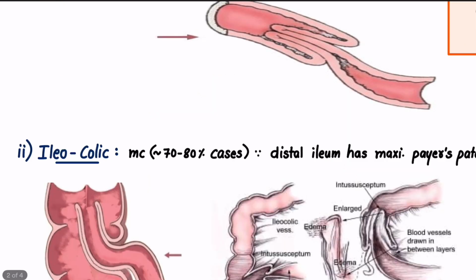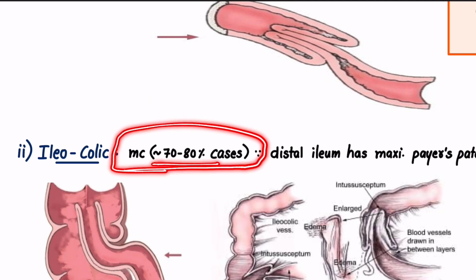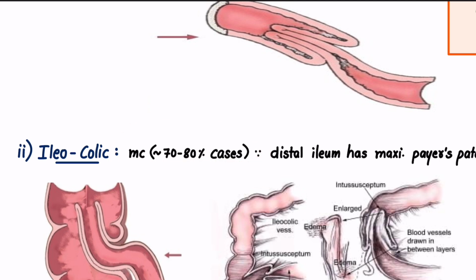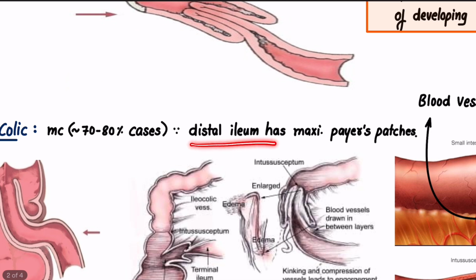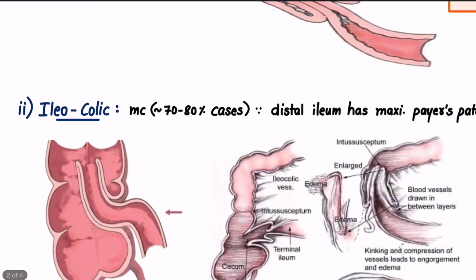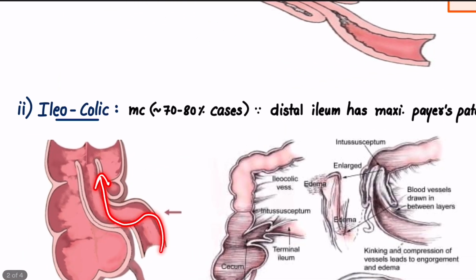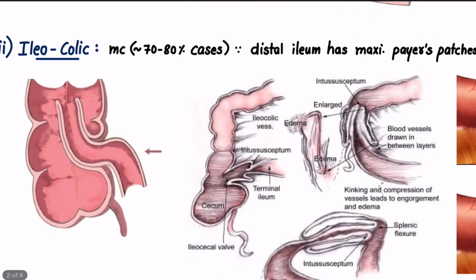Moving on to the next type, which is ileocolic. This is the most common type of intussusception, found in around 70 to 80% of cases. Here the distal part, since it has the maximum Peyer's patches, will invaginate into the colon.